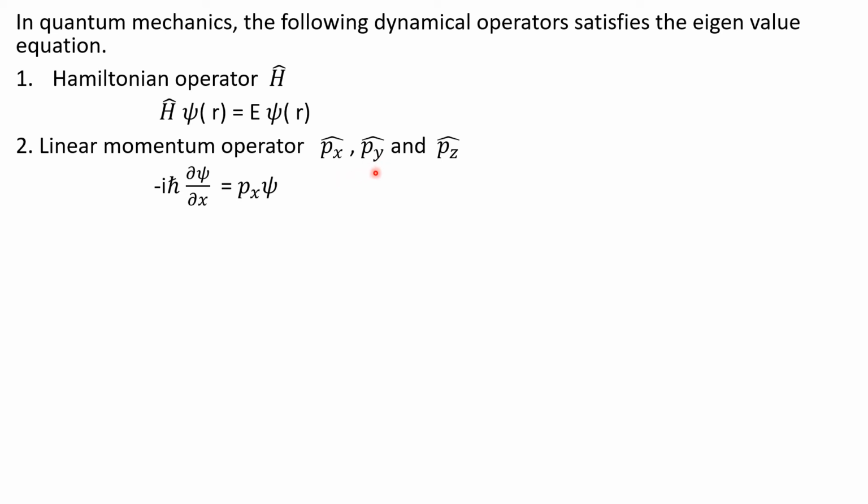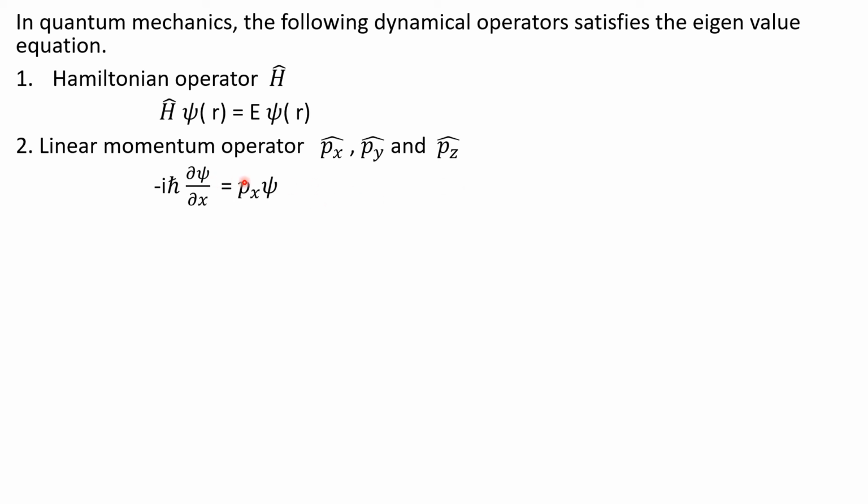Similarly, what is another component? Py. Its value is minus i h cross del by del y. The Pz component is also the z component linear momentum operator. Its value is minus i h cross del by del z.